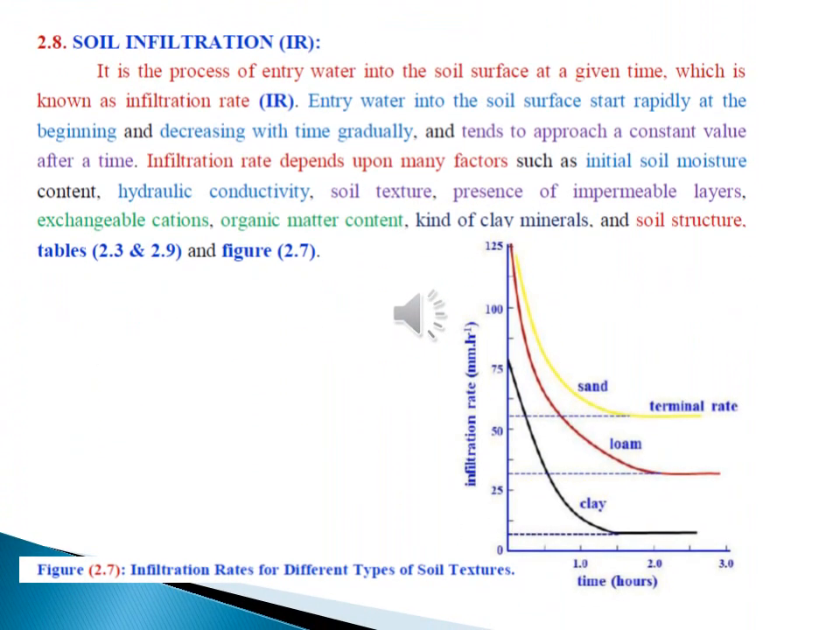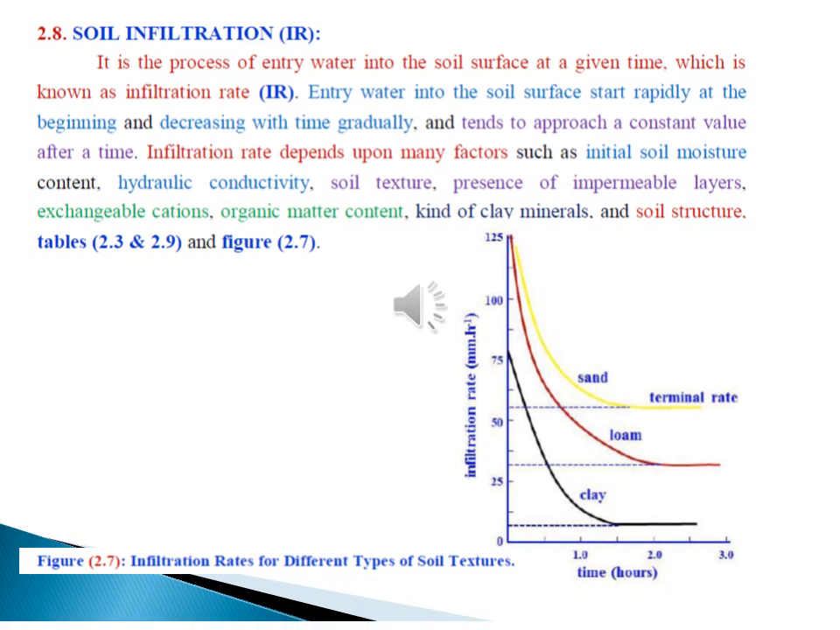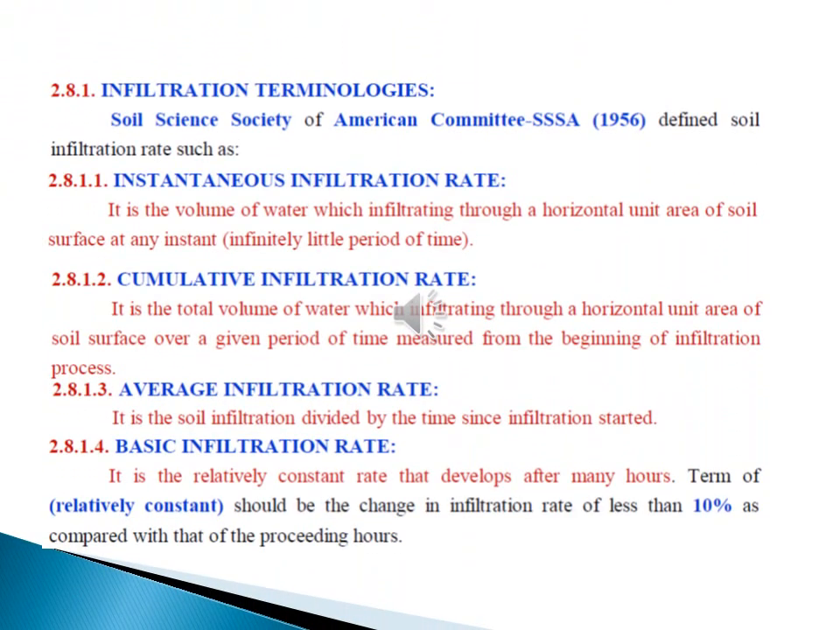Soil infiltration is the process of water entering the soil surface at a given time, which is known as infiltration rate. Water entry into the soil surface starts rapidly at the beginning and decreases gradually with time, and tends to approach a constant value after a time, as clear in the enclosed figure. There are many infiltration terminologies, such as instantaneous infiltration rate, cumulative infiltration rate, average infiltration rate, and basic infiltration rate. Look and follow by yourself, my dear.